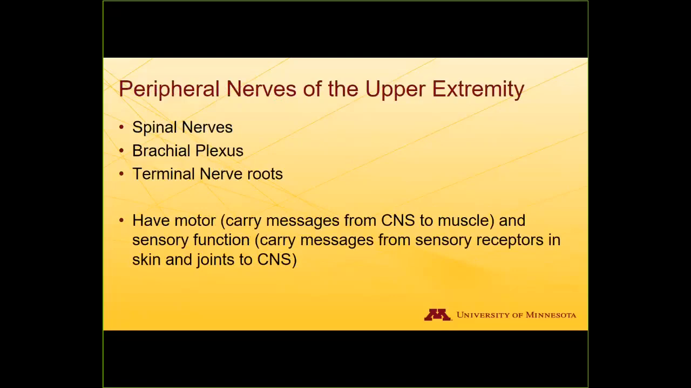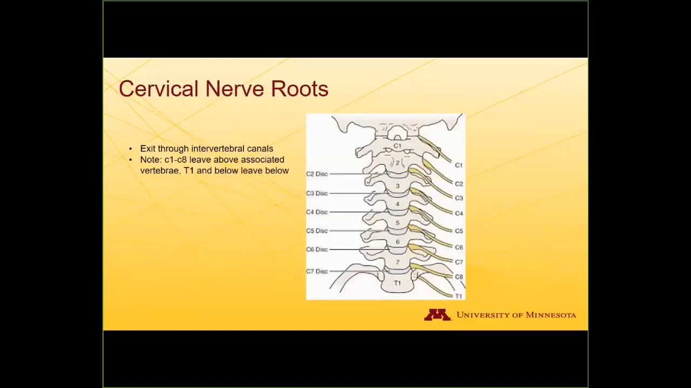And the basic function of these peripheral nerves is that they have motor function. And in most cases, they have sensory function. In some cases, they only have one type of function and not the other. Okay, so there are cutaneous nerves that have no motor function, and there are motor nerves that have no sensory function. Okay, but many have both. So we'll start by talking about the cervical nerve root.